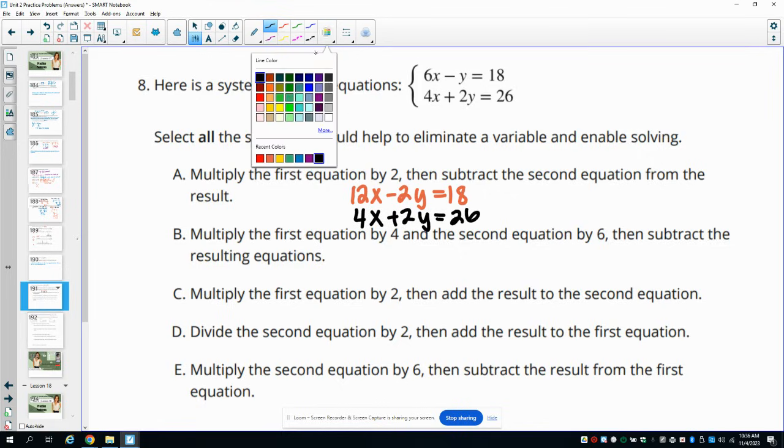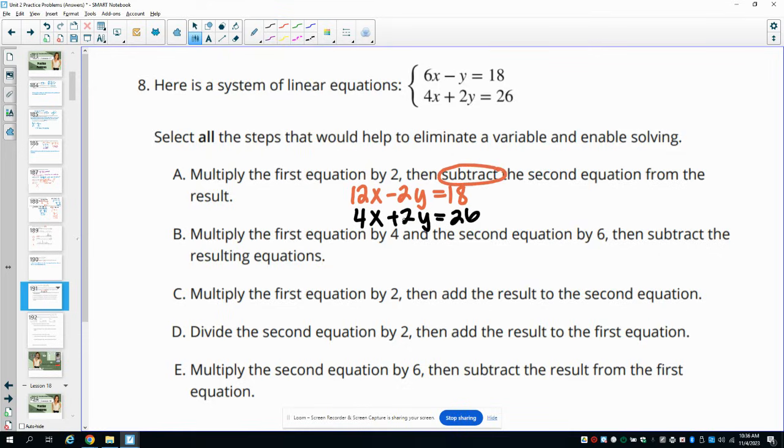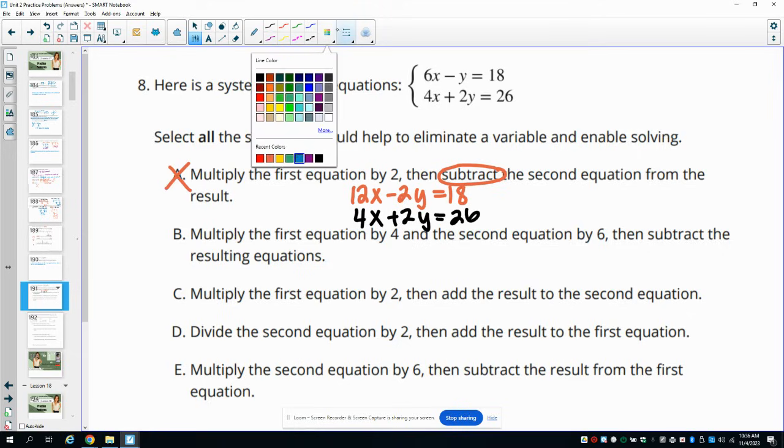And the issue here is the subtraction, right? Because we have opposite numbers in front of our y, so we don't want to subtract. We would actually want to add. So part A is incorrect.